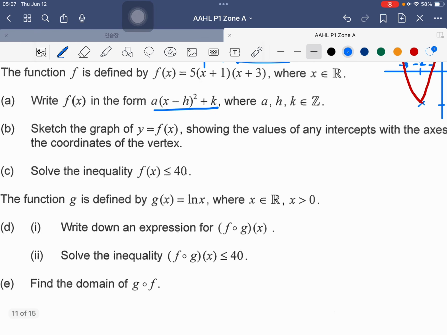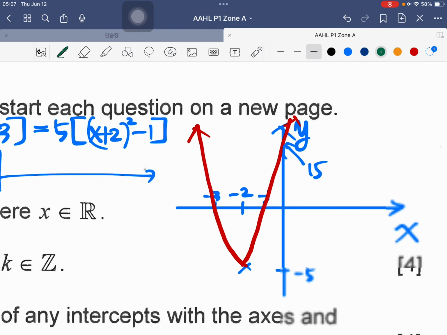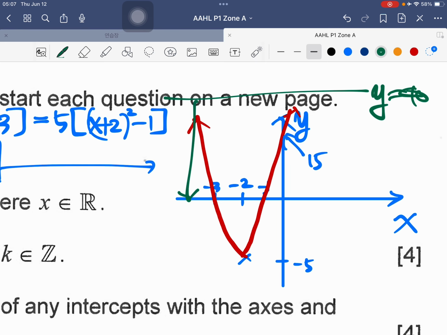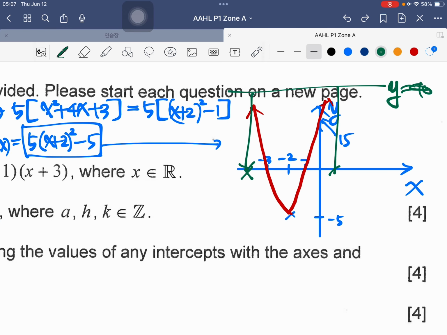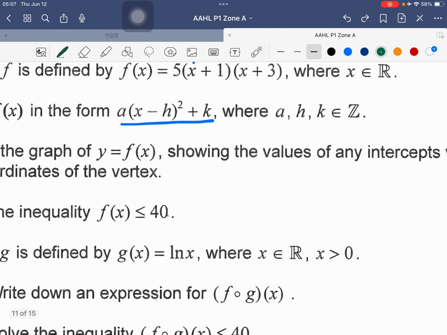Solve the inequality f(x) is less than 40. So f(x) is less than 40. The 40 line is over here, y equals 40. The less than 40 is where this point and that point are, so in between these two will be where f(x) is less than 40. So we can just directly solve the equation.